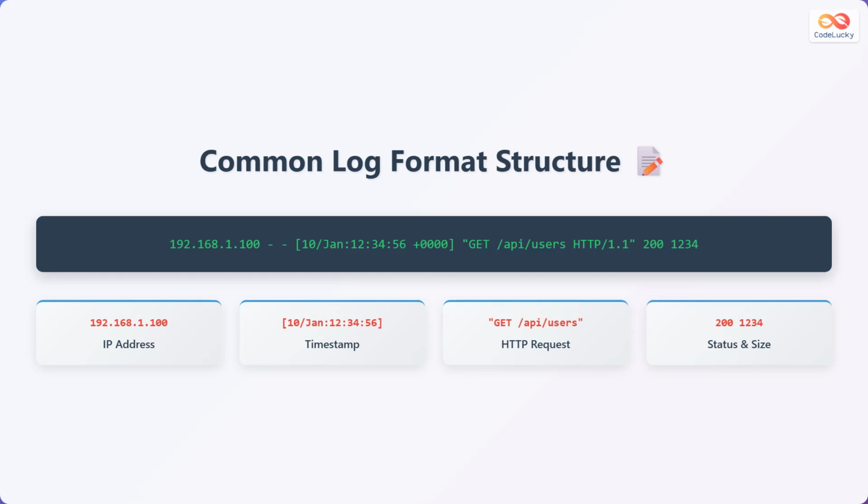The components of the log file are: the IP address as 192.168.1.100. The timestamp is 10th of January, 12 hours, 34 minutes, 56 seconds. The HTTP request is GET /api/users. The status and size are 200 and 1234.